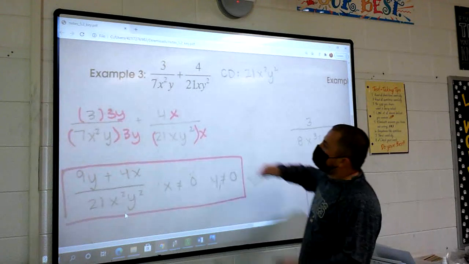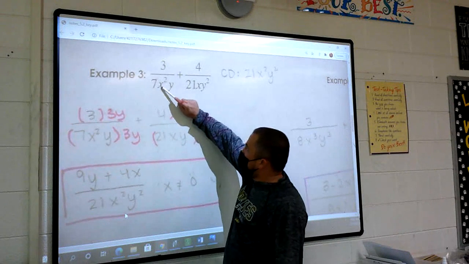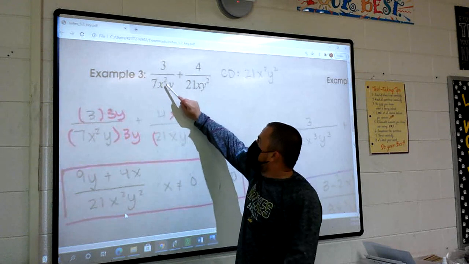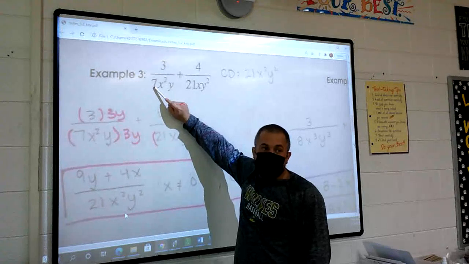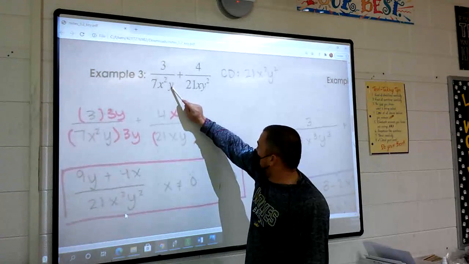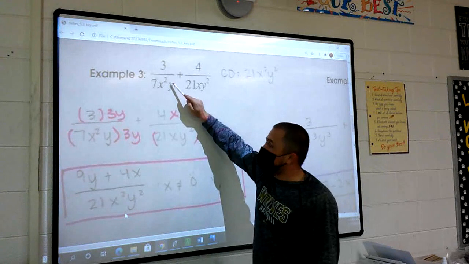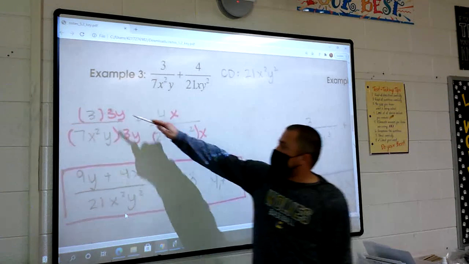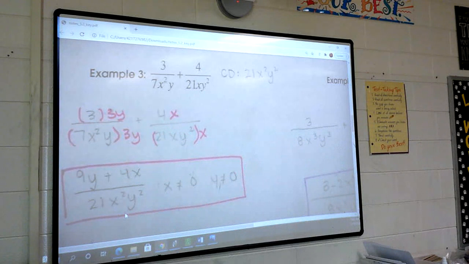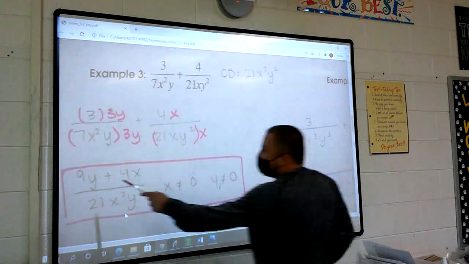So in the first one, we have 7x squared y, so we need to get to 21x squared y squared. We're at 7, so to get to 21, we need to multiply by 3. And we only have 1 y, so to get to y squared, we need to multiply another y. So 3y is what we're multiplying to that first fraction. So 3 times 3y gives me 9y.